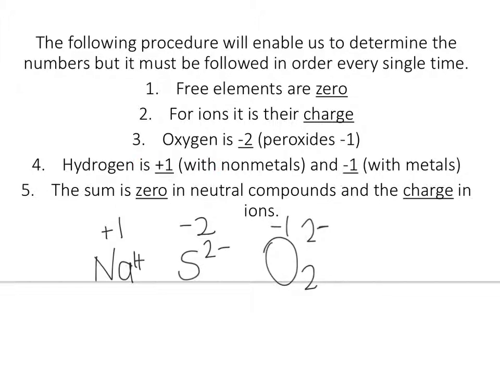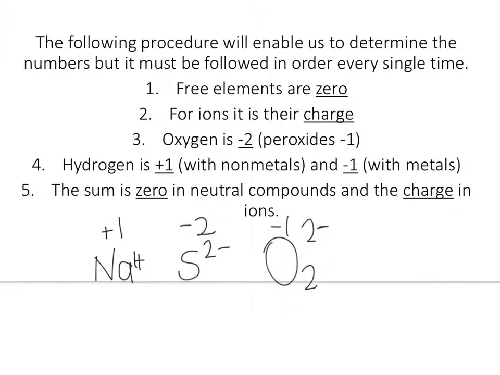All right, hydrogen is +1 with nonmetals and -1 with metals. These are the only two rules that can be kind of swapped. Some people put hydrogen first, some people put oxygen first. Just follow these rules. But if you're ever stuck and you're looking online, and you find someone else who flips it, it's not that big a deal, as long as only these two are flipped. All right, lastly though, the sum is 0 in neutral compounds and the charge in ions.